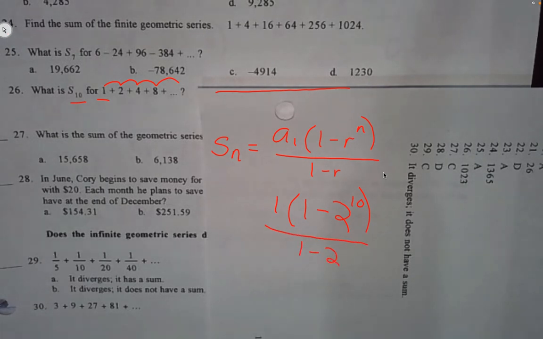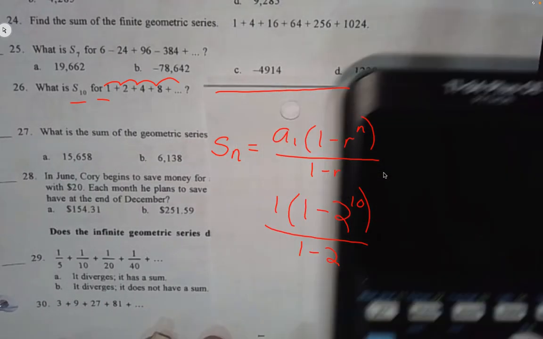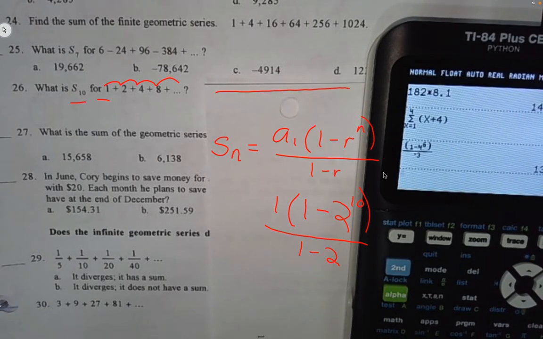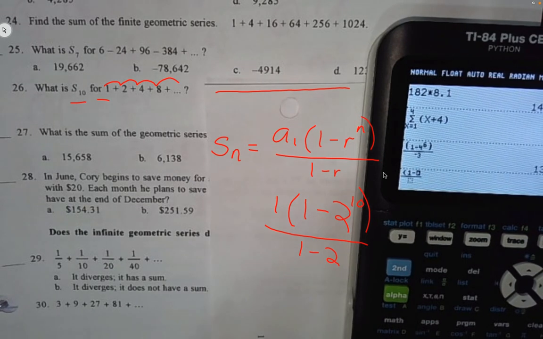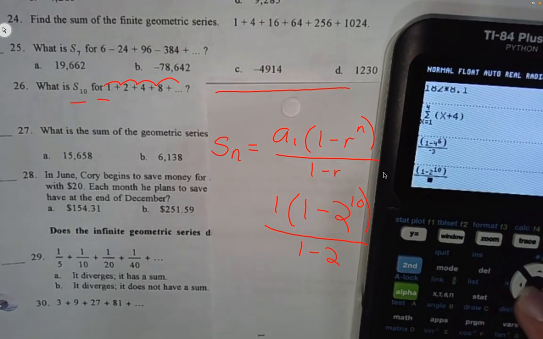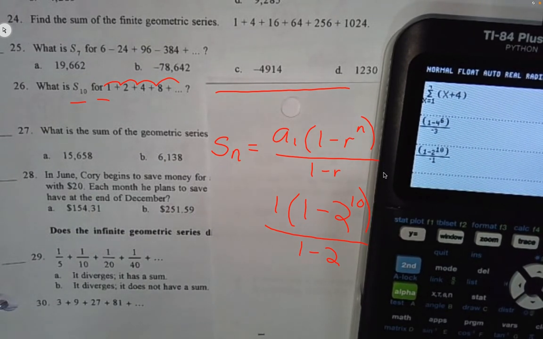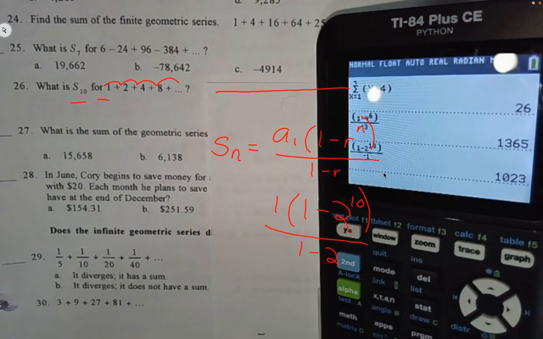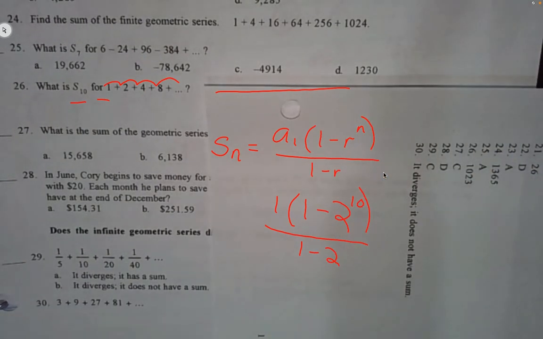So if I just put all that in my calculator, I'm not going to put the 1 again. I'm just going to do 1 minus 2 to the 10th over negative 1, or 1 minus 2, okay? And I get 1,023. And that's what they got for 26. How is that? We're good?